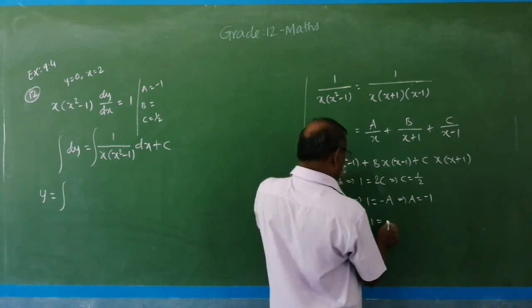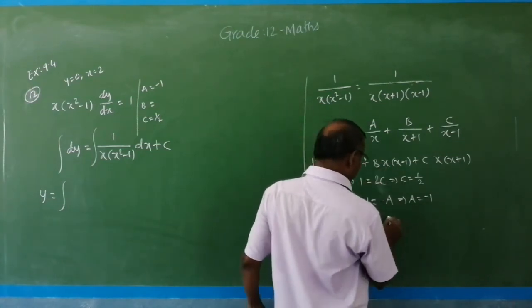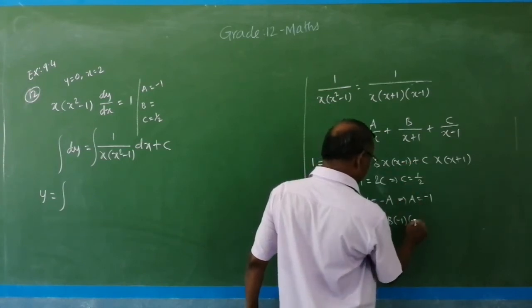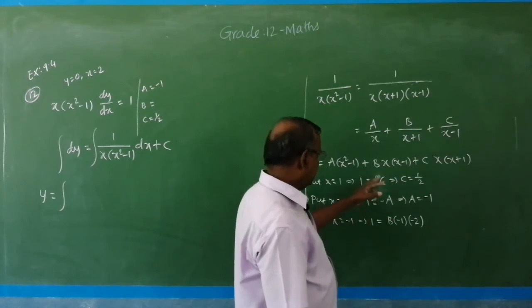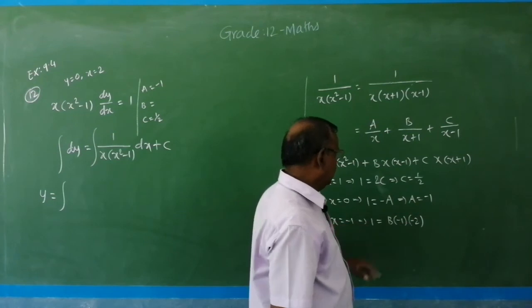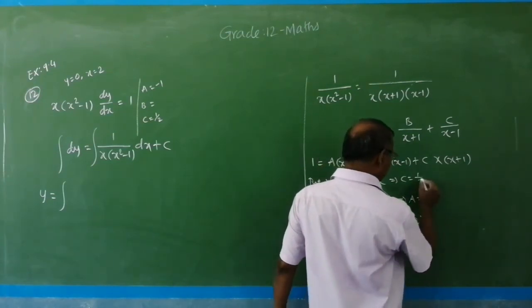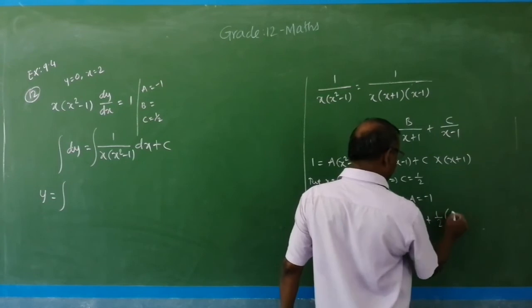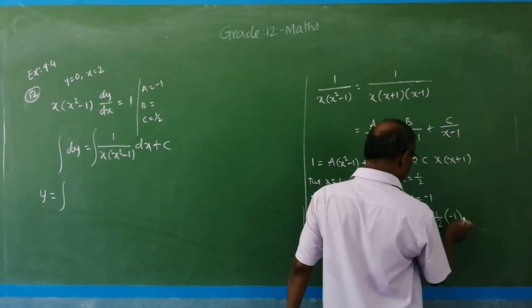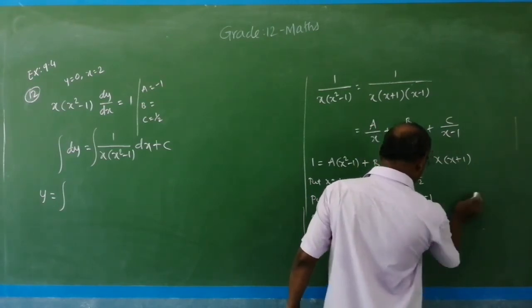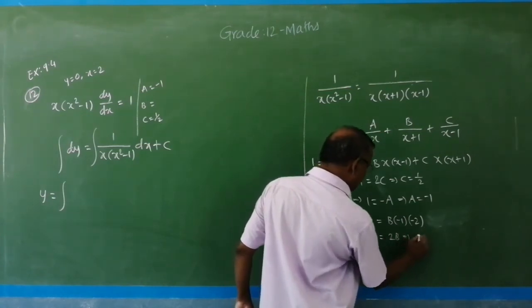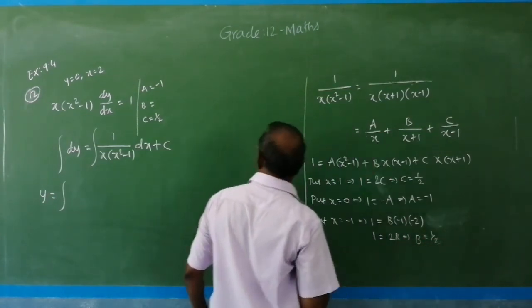So the first part is 0, and x equal to minus 1 means b into minus 1, again minus 1 minus 2, and plus the value of c is 1 by 2 into, first part is minus 1, here minus 1 plus 1 is 0, so it is not necessary to calculate. So 1 equal to minus into minus plus 2b, so b is also 1 by 2.